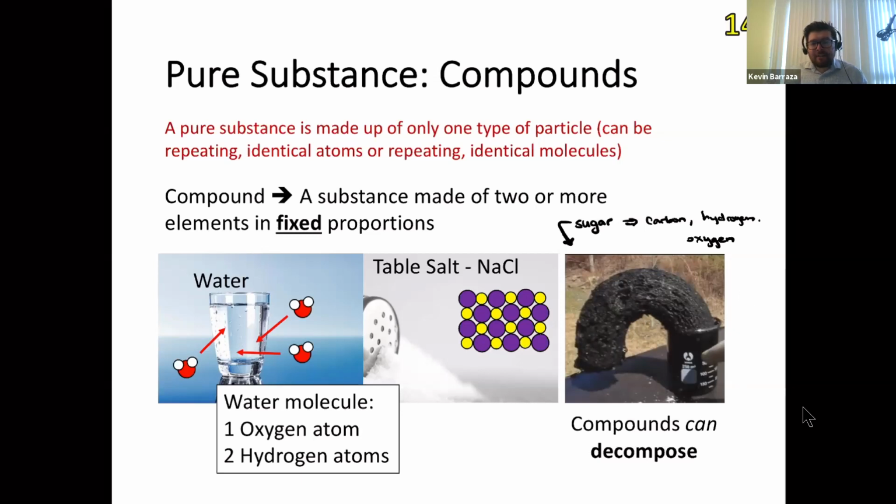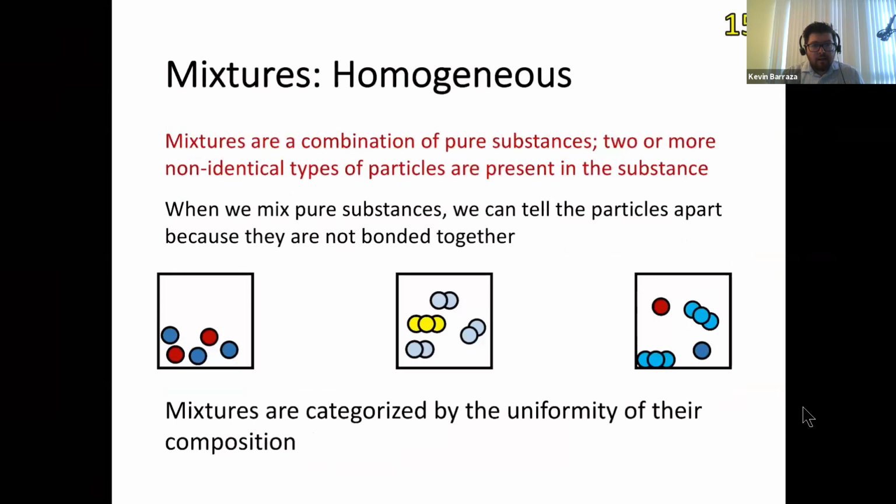So that's a key difference between a compound and an element. Compounds can decompose back to their elements. Elements are kind of the bottom floor. There's nowhere lower you can go than an element. So that's our first category of the pure substances, compounds and elements.